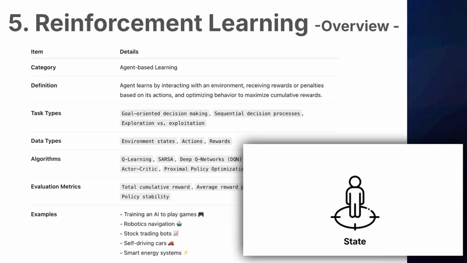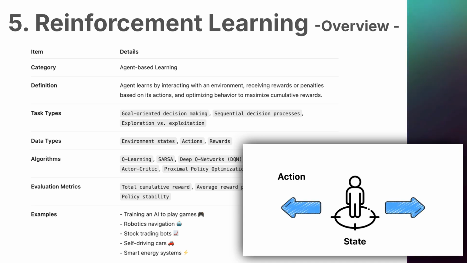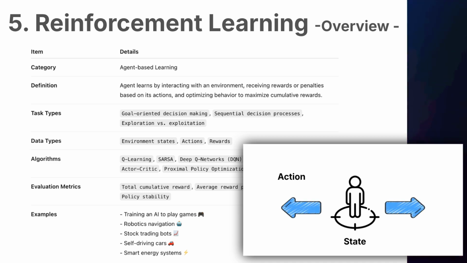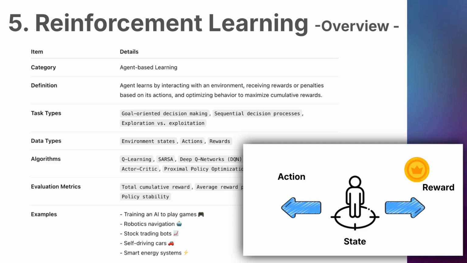State, the current situation the agent observes from the environment, like XYZ position. Action, the decision or move the agent takes, like left and right. Reward, the feedback signal received after taking an action, positive for good actions, negative for bad ones.